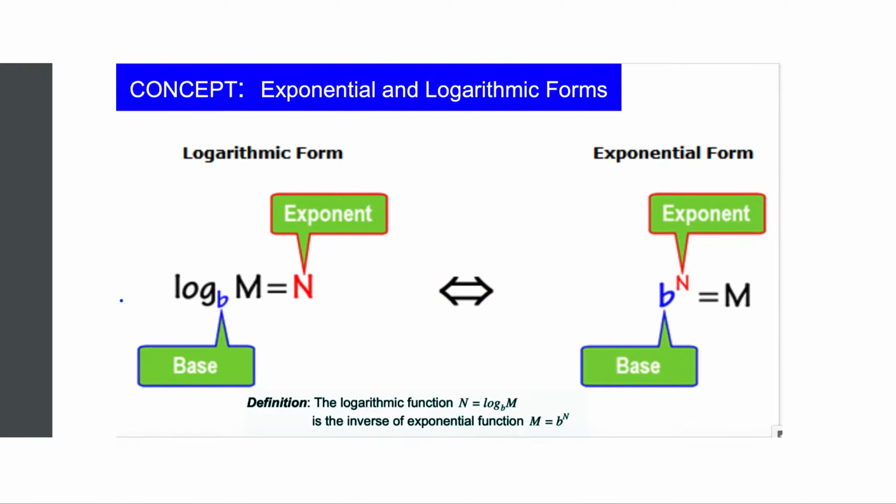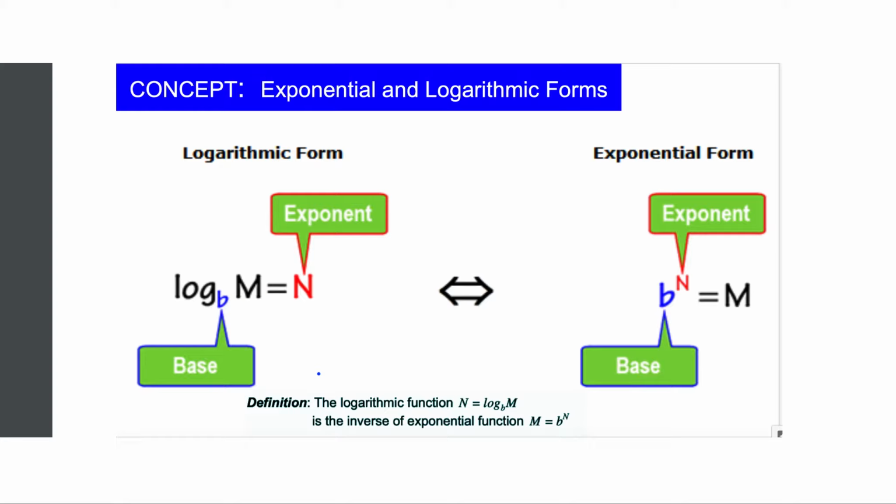So now let's go to the concept of exponential and logarithmic forms. A logarithmic form we can convert into exponential form and vice versa. So it means an exponential form we can convert into the logarithmic form. For instance, the equation log base b of m is equal to n is equivalent to the base b with exponent n equal to m, or b to the n equals m, which is equivalent to log base b of m equal to n.